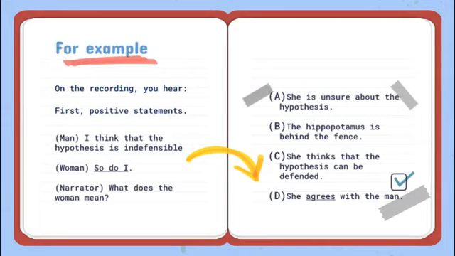Man: I think that the hypothesis is indefensible. Woman: So do I. Narrator: what does the woman mean?